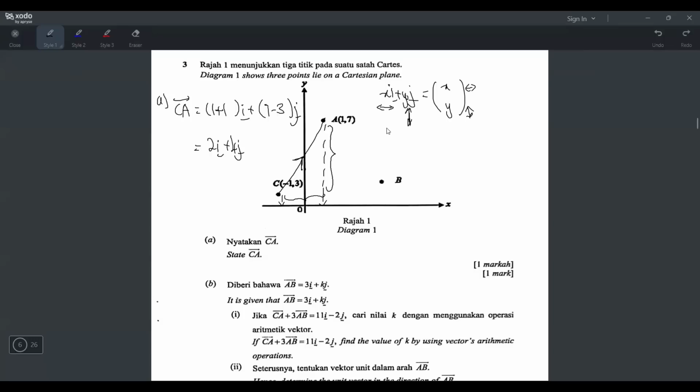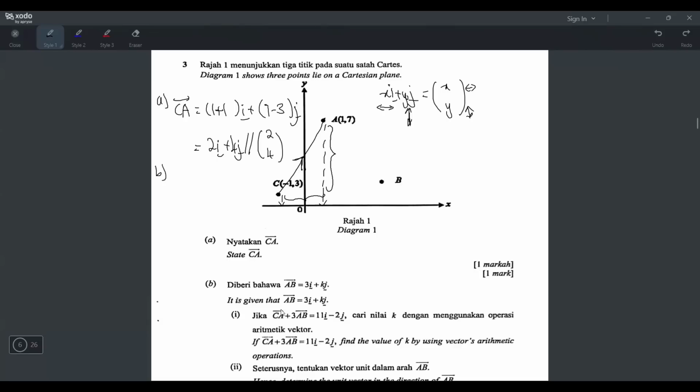Now let's do B. Oh, by the way, if you want to write this in bracket form, you can also. In bracket form, it looks like this: 2, 4. They are both the same. The question never mentioned what form they want, so you can choose whichever you want. But usually I prefer this form because it looks simpler and it's easier to do calculations in this form. So I usually prefer to write like this one. Okay, now finished.